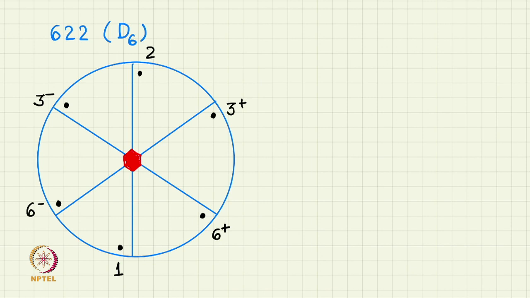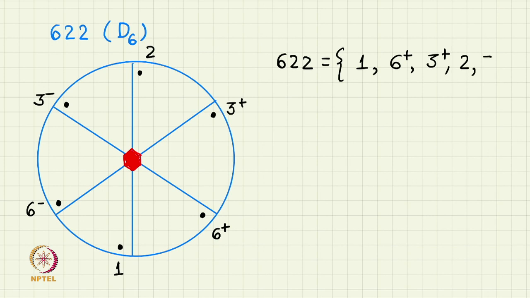So we can start writing our group. 622 has these 6 operations: 1, 6 plus, 3 plus, sorry, first let me write the 2, 3 minus and 6 minus, corresponding to the 6-fold axis.